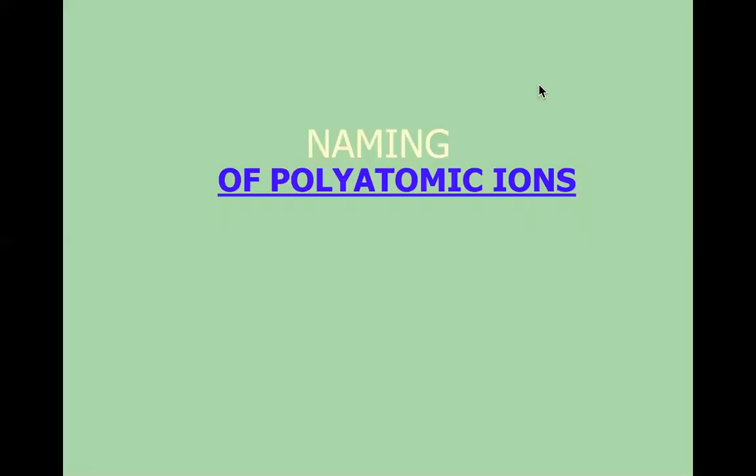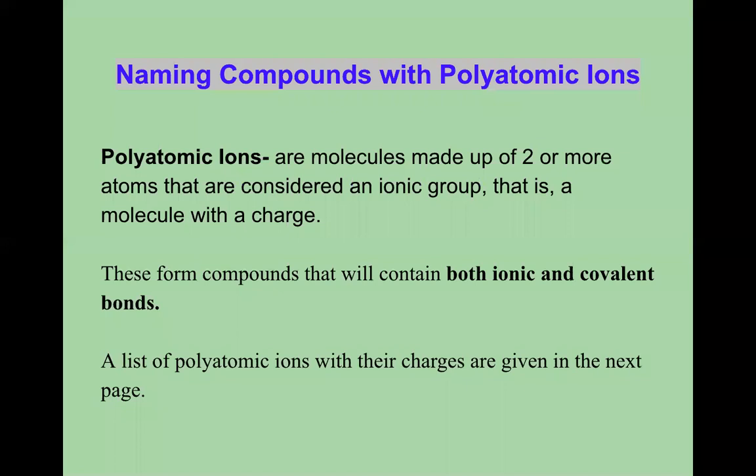Hi students, in this video 3, naming of compounds, today we are going to see the ionic compounds with polyatomic ions. So what is the meaning of polyatomic? Poly means many. Have you heard about the polymer? So poly means many, two or more. So polyatomic ions are molecules made up of two or more atoms that are considered as an ionic group. So an ionic group which has two or more atoms.